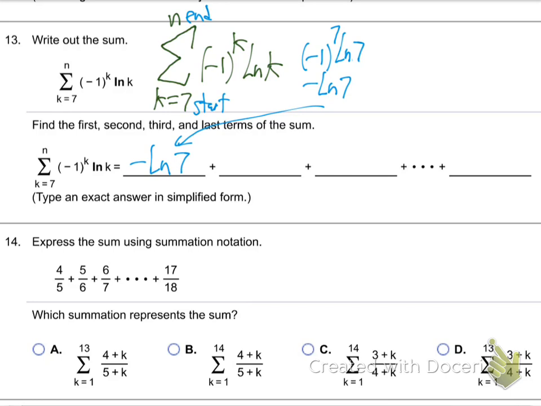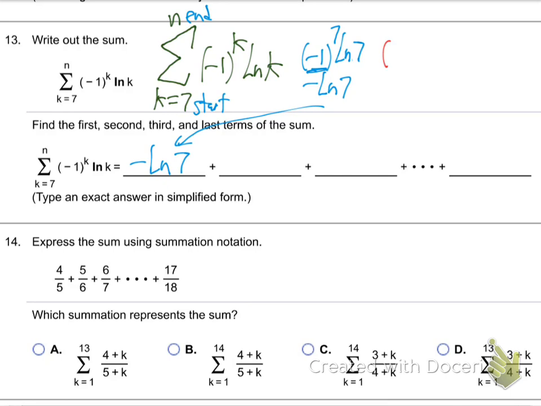So they're saying type an exact answer in simplified form, so we just stick in the formula? Just minus ln 7. Minus, because minus 1 to the 7th is negative 1. Okay, that's what they mean by simplified. They don't want that 7th power thing there.